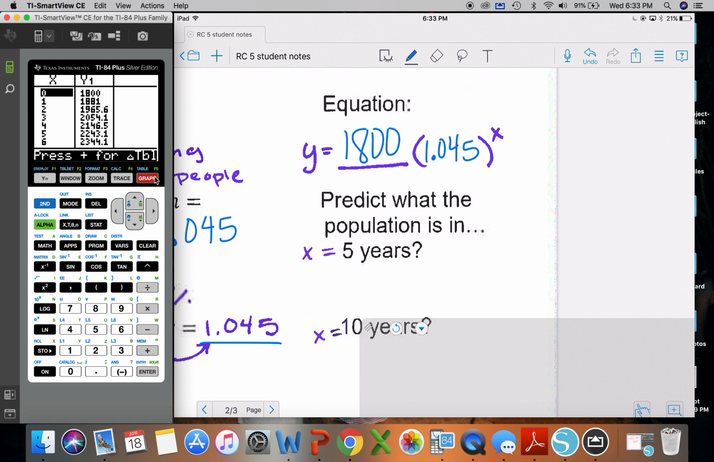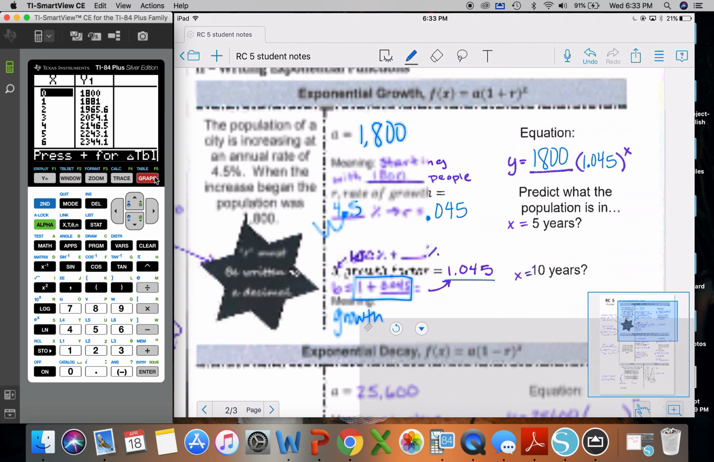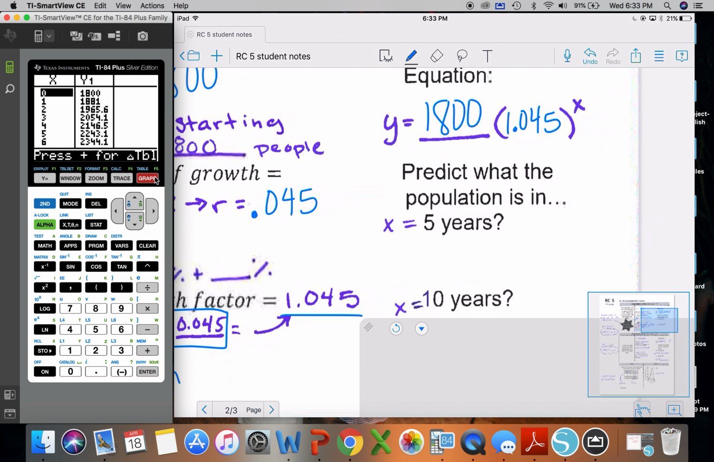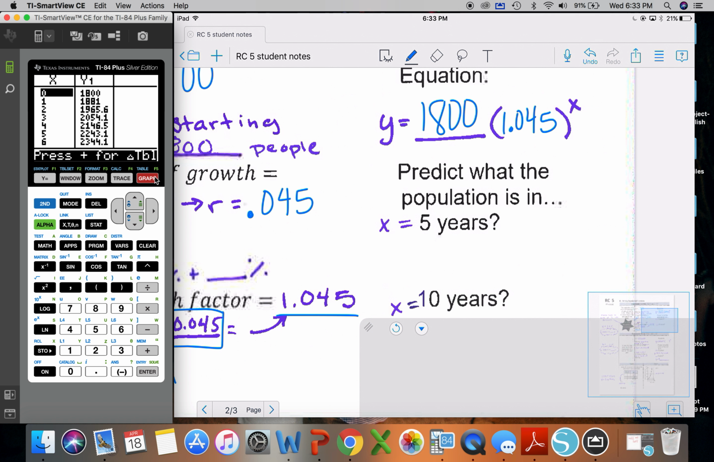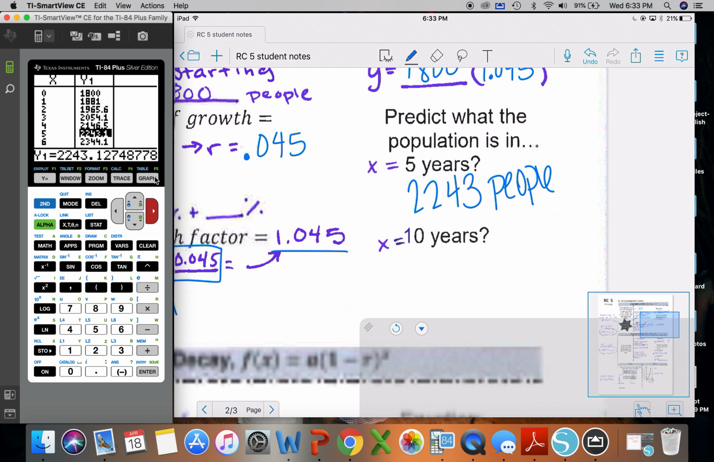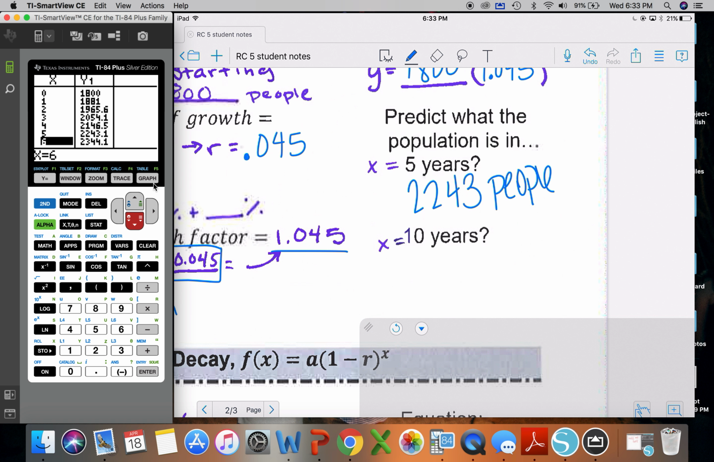Okay, and for predictions, you most likely are going to need the table. So they're telling me, or I'm using y. Y is my population, so years is my x. So for 5 years, the population would be 2,243 people. We round, but we do not use decimals because we can't have part of a person.